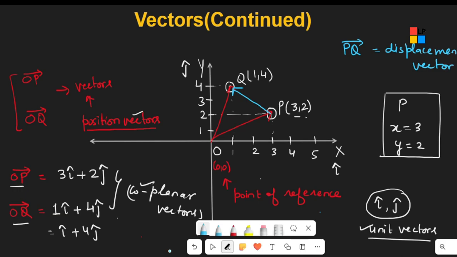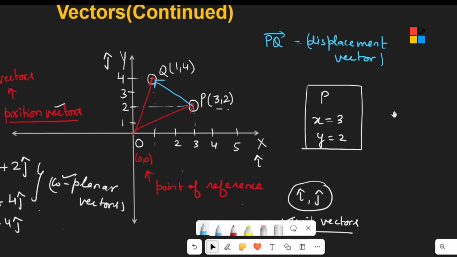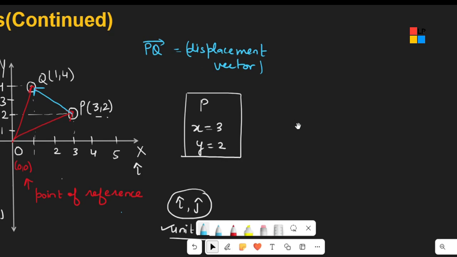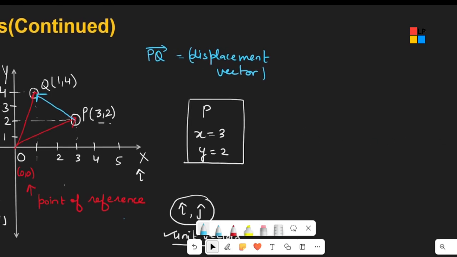The displacement vector is between two positions. The displacement vector has nothing to do with the point of reference. It has to do with the two positions. So the displacement vector is always to be found between the two positions. So what will be the magnitude of the PQ vector?